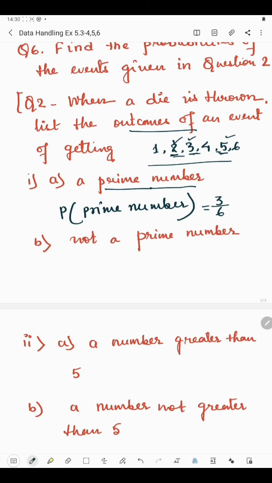Now 3 and 6 both come under 3's table. So 3 ones are 3, 3 twos are 6. So the probability of getting a prime number will be 1 by 2. 1 by 2 means half chance, 50% chance of getting a prime number when you throw a die.